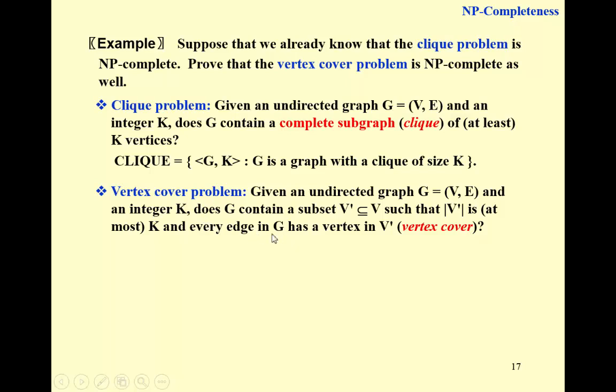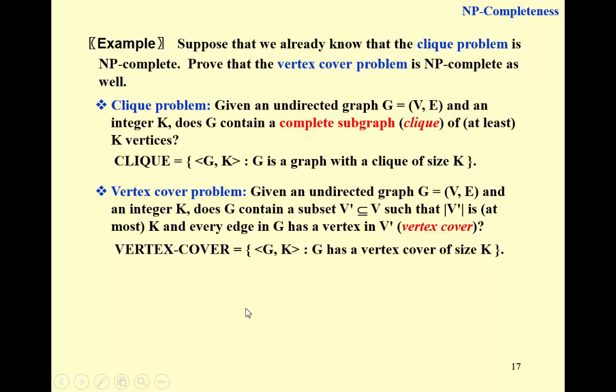So the original problem of vertex cover is to find the minimum vertex cover, that is, to find the minimum subset of the vertices so that every edge in G has at least one vertex in this set. And the vertex cover language is the set of instances of graphs and ks so that this graph has a vertex cover of size k. Alright, now we're supposed to prove that this problem is NP-complete.